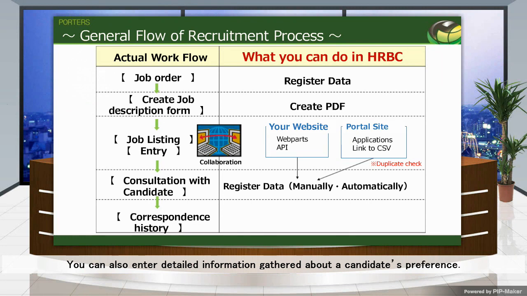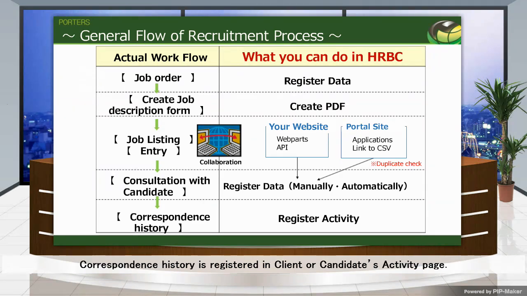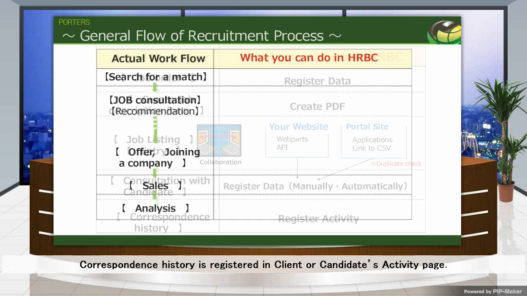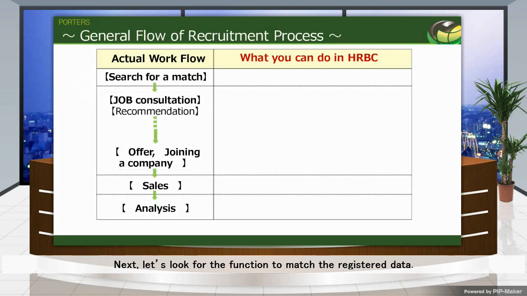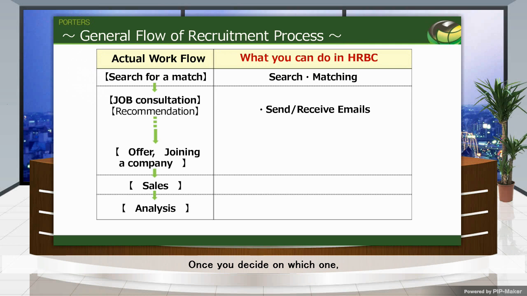You can also enter detailed information gathered about a candidate's preference. Correspondence history is registered in client or candidate's activity page. Next, let's look for the function to match the registered data. Based on the registered data, we will use the matching function to find a job or candidate to introduce. Once you decide on which one, you can send a job recommendation email from HRBC.